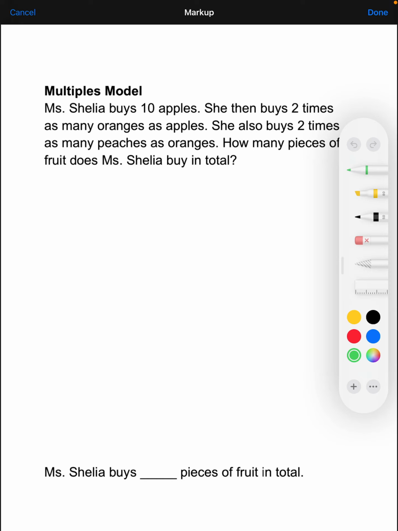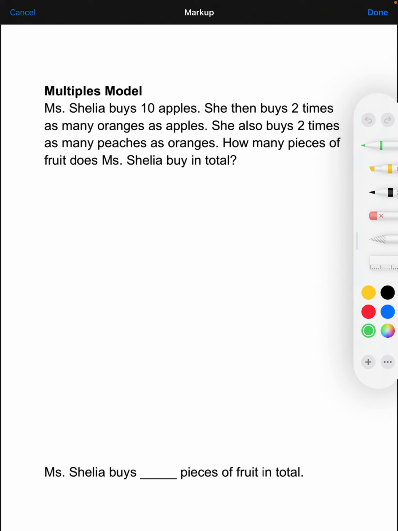Today, we will be exploring the multiples model. The problem reads as follows. Miss Sheila buys 10 apples. She then buys 2 times as many oranges as apples. She also buys 2 times as many peaches as oranges. How many pieces of fruit does Miss Sheila buy in total?